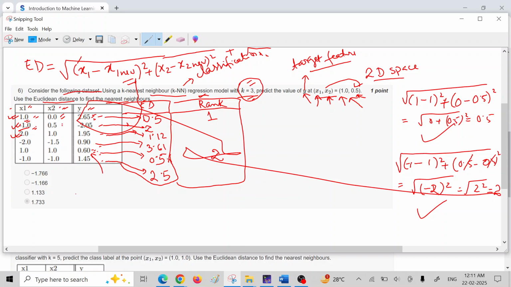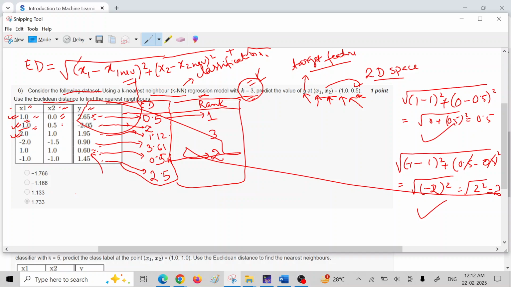This same Euclidean distance value for this particular question will not affect the final predicted y value, because the k value given is 3. So when k is 3, both the first 0.5 and the second 0.5 will come, and we will consider their y values for the calculation. Then the third rank will be given to this data point. So the minimum distance is 0.5, 0.5.